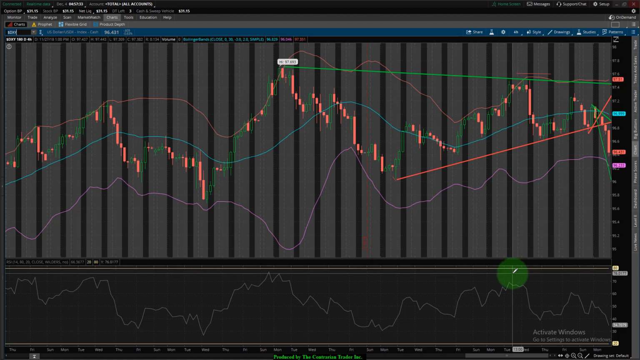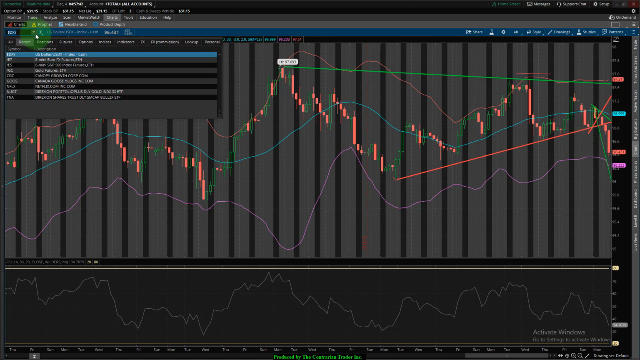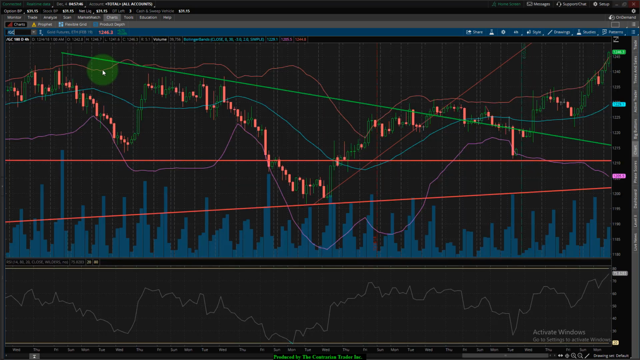RSI, lower highs, lower lows. So when we take a look at the dollar, which is cratering, we want to take a look at commodities, and in particular, precious metals. And gold is on a tear this morning, up over a half percentage point at 1,246.30 the ounce. Now, we are long of the gold miners. We are long of silver.